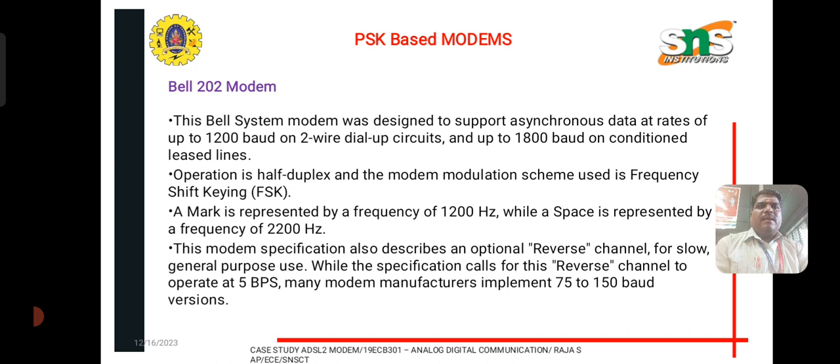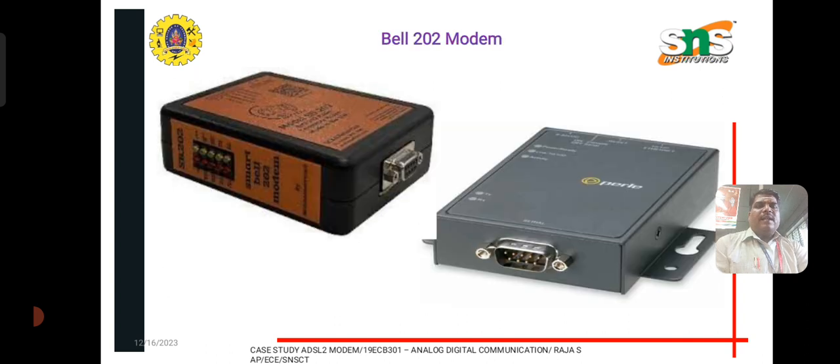Even though we are using PSK, sometimes they are using FSK also. A mark is represented by a frequency of 1200 Hz, while a space is represented by a frequency of 2200 Hz. This modem specification also describes an optional reverse channel for slow general purpose use. While the specification calls for this reverse channel to operate at 5 bits per second, many modem manufacturers implement 75 to 150 baud versions. So baud means how many signals we can transmit over a particular period of time.